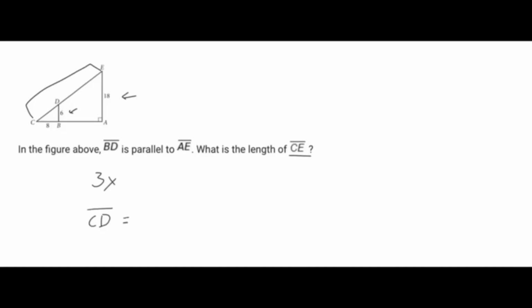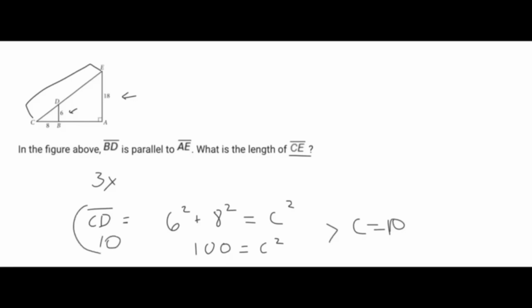So CD, well, it's going to be equivalent to, we just use Pythagorean theorem. So we'll just say 6 squared plus 8 squared equals C squared. So we get 6 squared, 36 plus 64 is 100. And therefore, C squared is 100. And then if we take the square root of both sides, we ultimately get C equals 10. All right. So in our case, C would just be the side length of side CD.